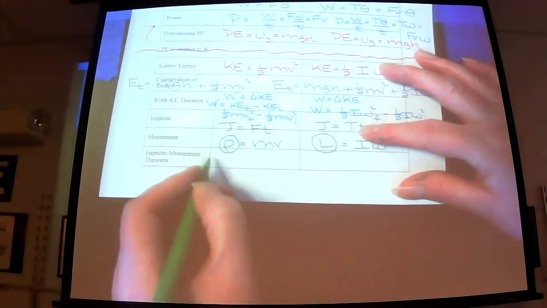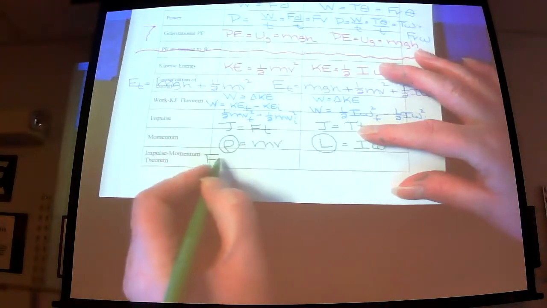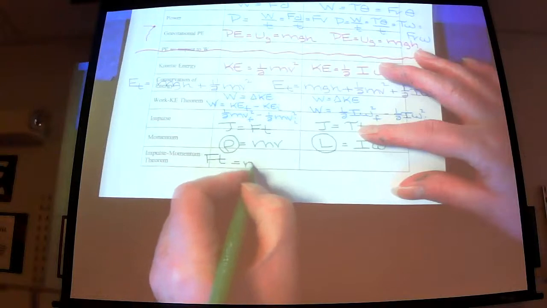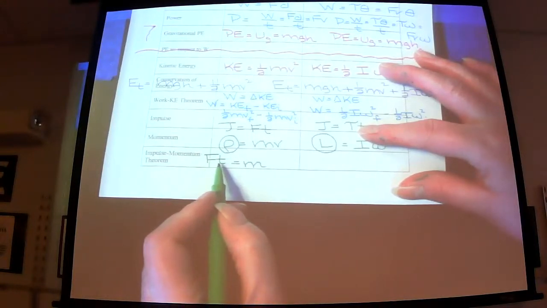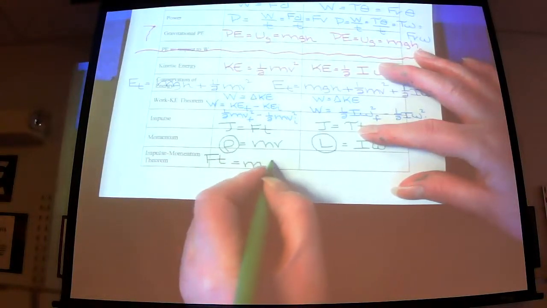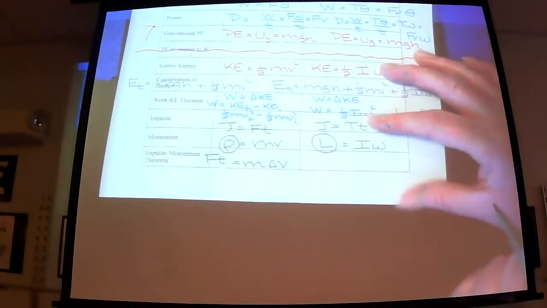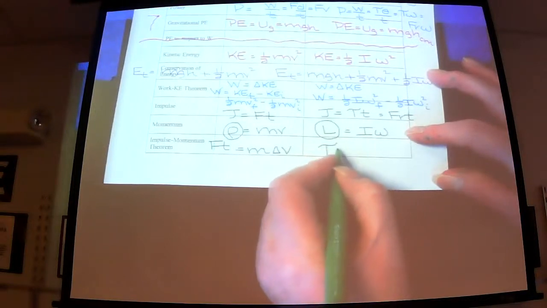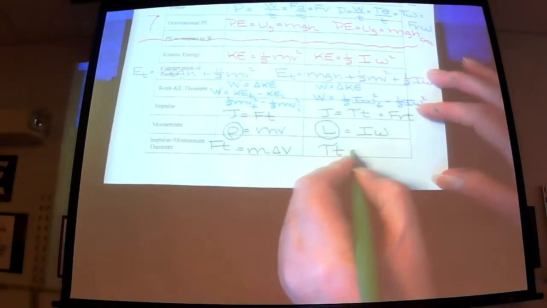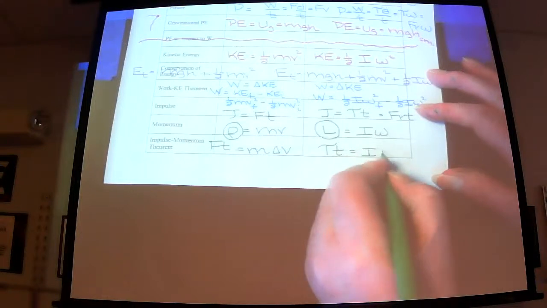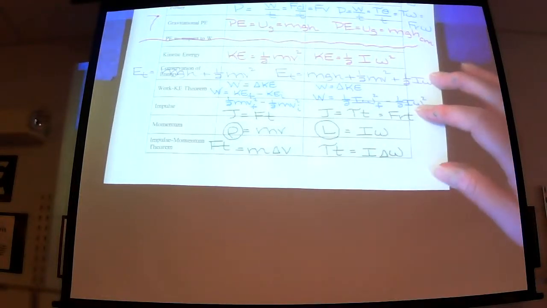And then last year, we had the impulse momentum equation, which is when you hook it all together. So I'm going to take the FT and hook it to the MV. FT equals M delta V. So if I apply an impulse to a mass, I will change its velocity. If I apply a torque on a merry-go-round, I will change the rate at which it's spinning or rotating.